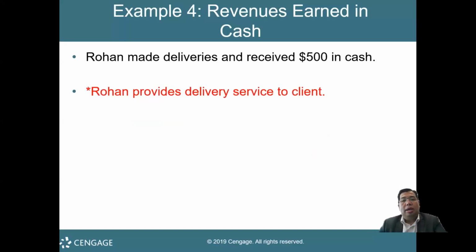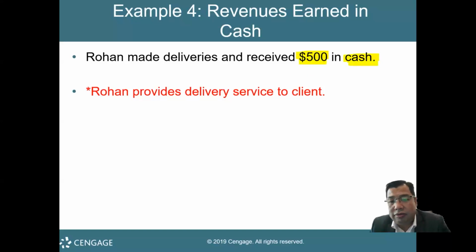Okay. Let us move to the next example. Example 4, revenue earned in cash. We made deliveries and we receive revenues or income from our services that we have provided our client. In this case, the deliveries are our revenue. Why? Because Rohan's business is to provide delivery services to the client. So we receive $500 in cash.